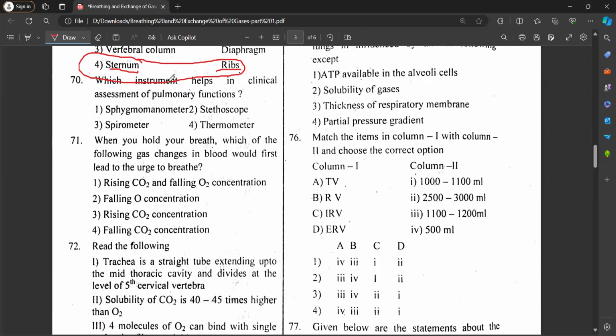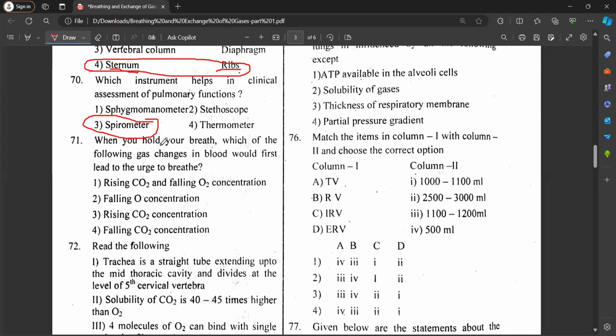Which instrument helps in clinical assessment of pulmonary functions? Sphygmomanometer, stethoscope, spirometer, thermometer. That is spirometer.